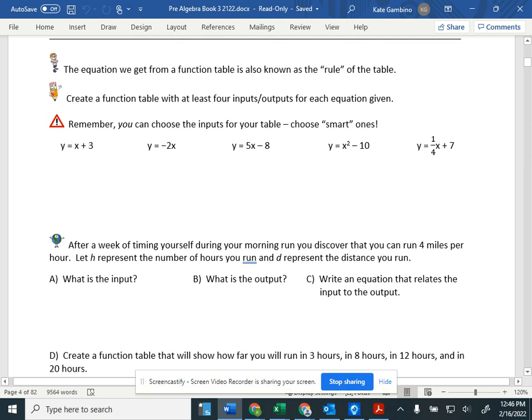Why do you think we want at least 4 inputs, outputs? Why should we get multiple inputs and outputs? Caitlin? So it's easier to know the rule. Say it louder. So it's easier to figure out the rule. So you can figure out the rule. What's another reason we might want multiple outputs? What's our end goal? To figure out the rule.